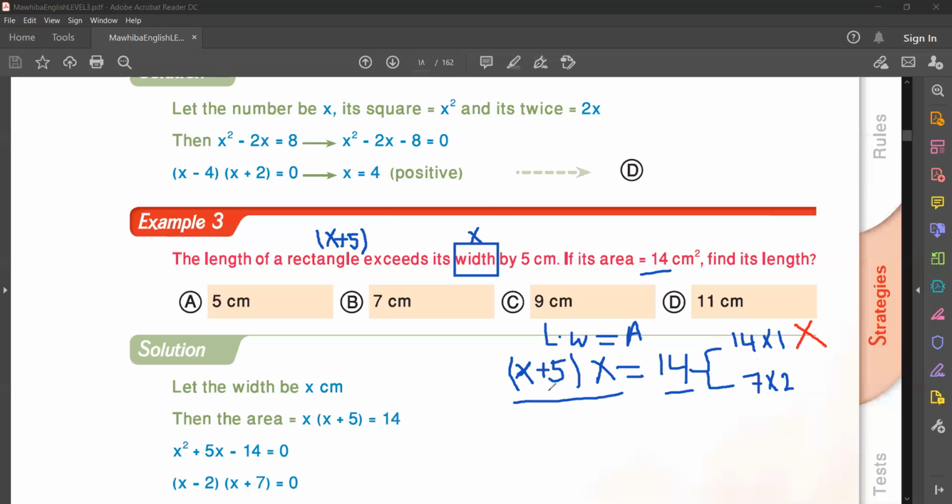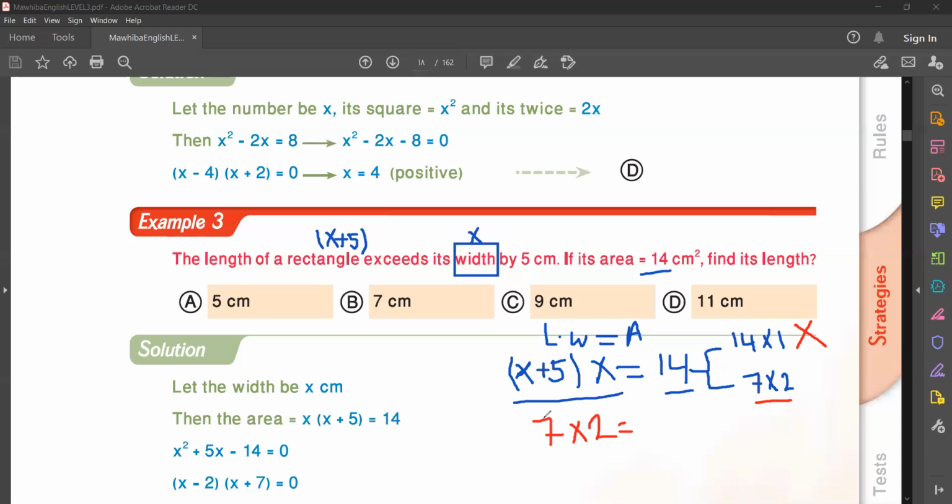No, because the difference between the length and width is 5. Now 14 times 1, the difference between them is 13, so it is wrong. The second one, 7 times 2, yes, you get 14. Then you put it here, 7 multiplied by 2, you get 14, right? Because the difference between 7 and 2 is 5.